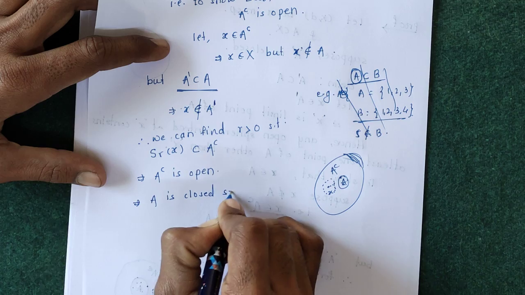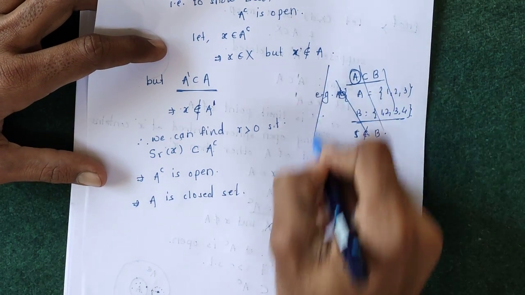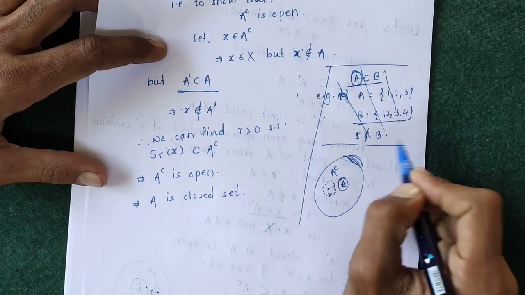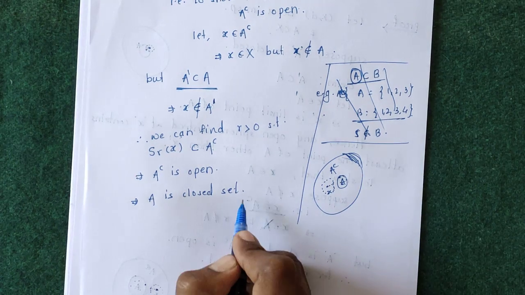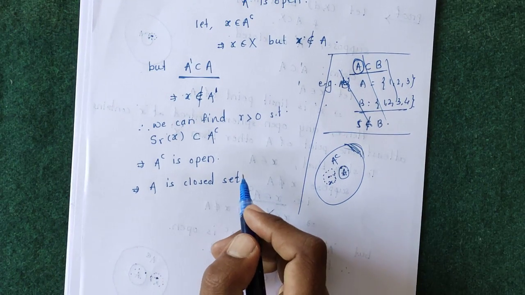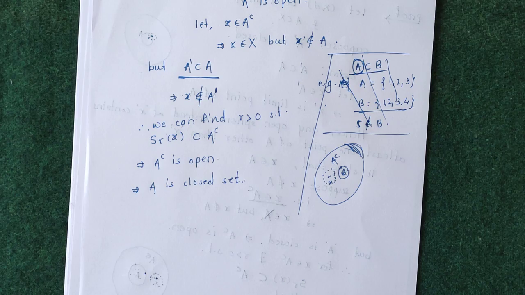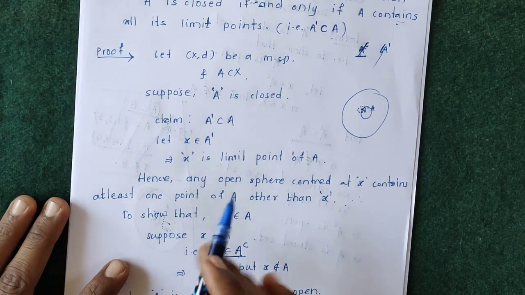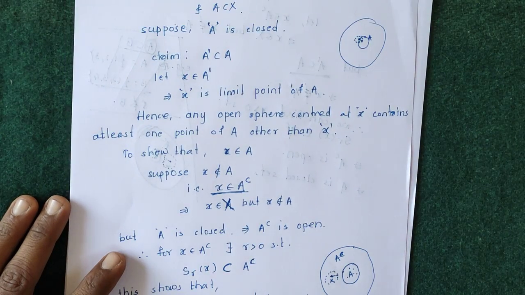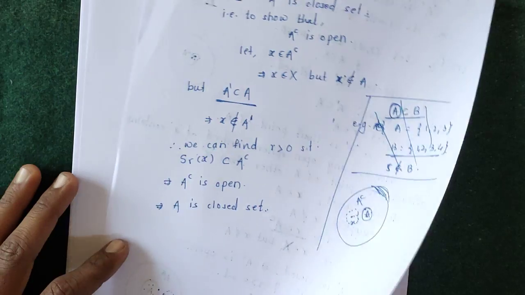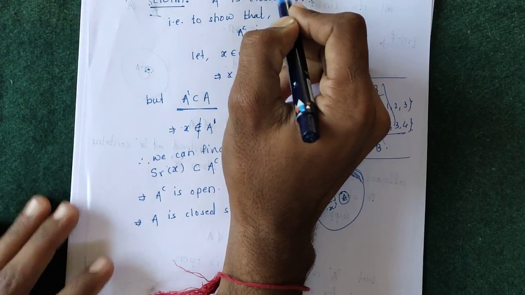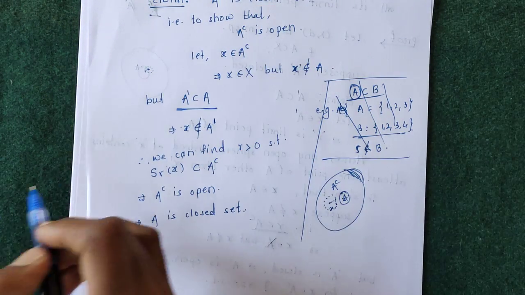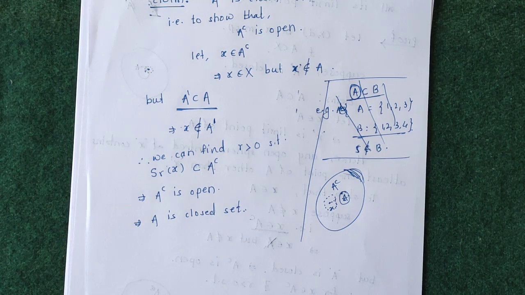A is a closed set. There is no need to draw these diagrams. This is for your simplification. So this is a closed set. Hence the proof of this theorem. In this proof, first we supposed A is closed and proved A contains all its limit points. In this converse part we have proved that if A contains all its limit points, then A is a closed set. This is an important result.